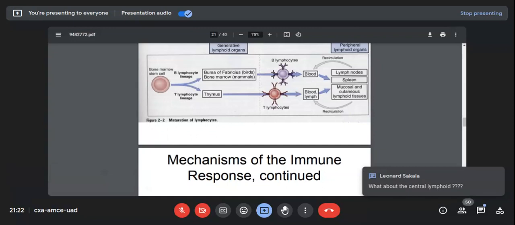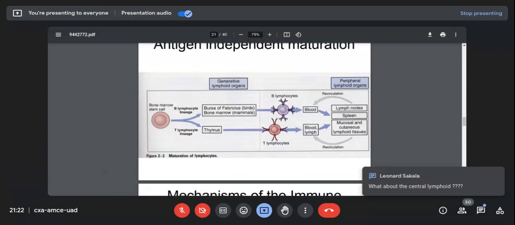Okay, yeah. So central lymphoid organs are also part of the generative lymphoid organs. They're usually called that under the topic of tolerance, but central lymphoid organs is just another name for generative lymphoid organs, which are also called what? Primary lymphoid organs. So don't get confused. Take note of that. I've seen a question in the chat box about that.